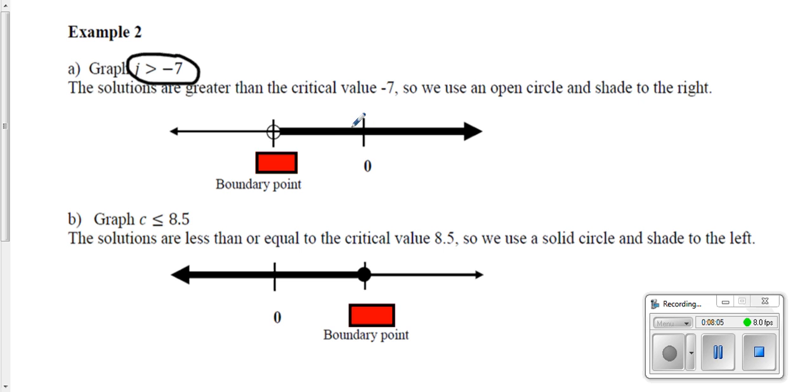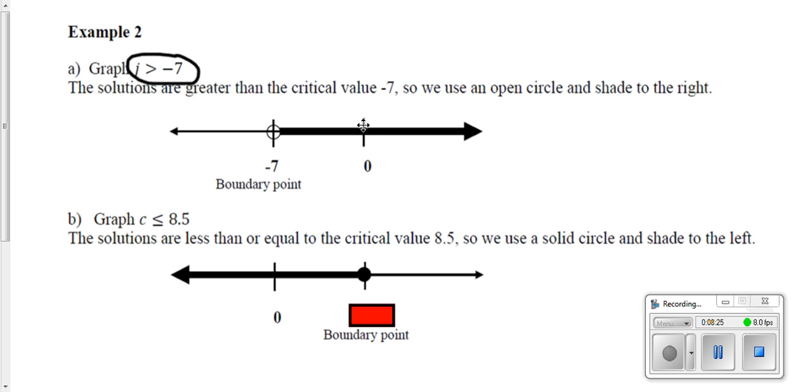Well, let's look at how it's really done. The first step is to put a circle at the boundary point, and the boundary point is what looks like the solution. It's not really in this case, but when it's solved like this, you look at this number right here. It's the boundary point, so we put it there.